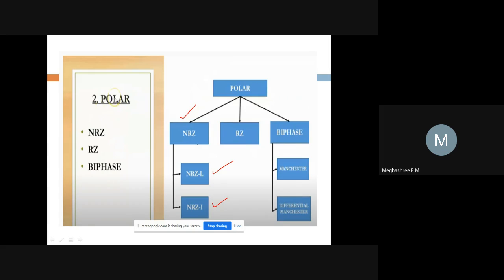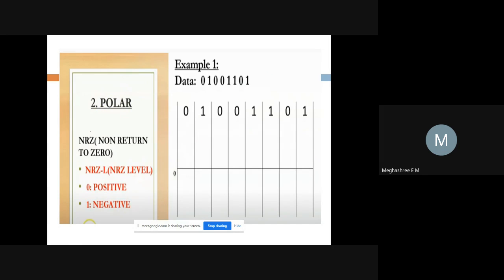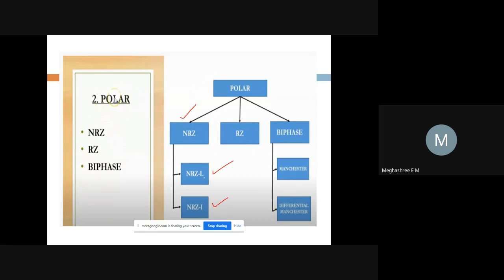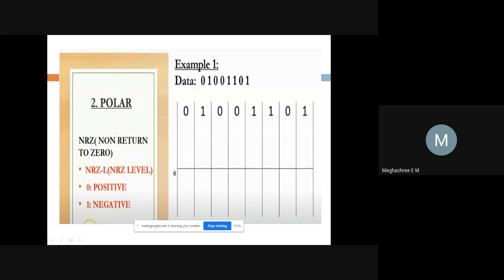So let's start with NRZ, the first one here, that is NRZ level. When this method is followed to convert the given data to a digital signal, the rule you are supposed to follow is: when there is bit 0, consider it as a positive voltage. When the data bit is 1, consider it as a negative voltage. So this is the positive side, right? And this will be the negative side.